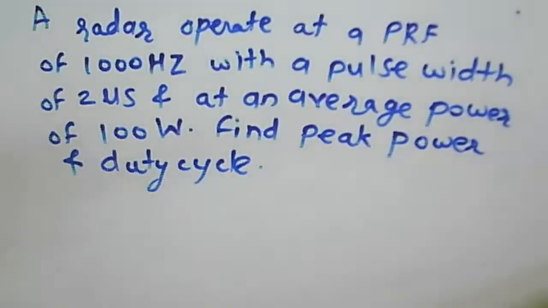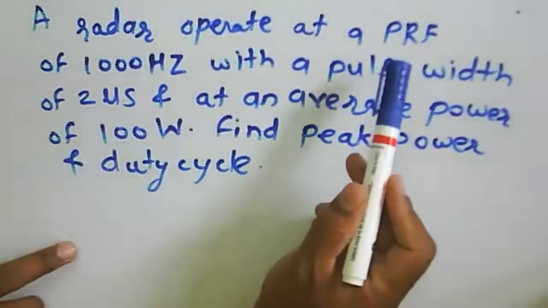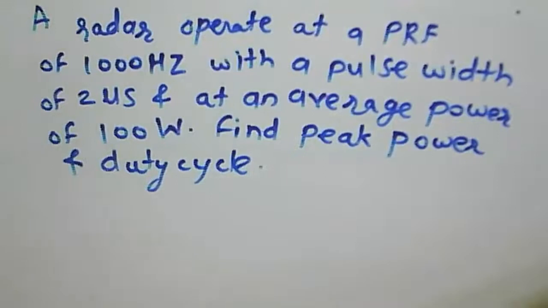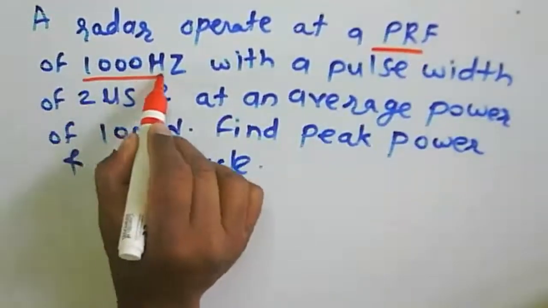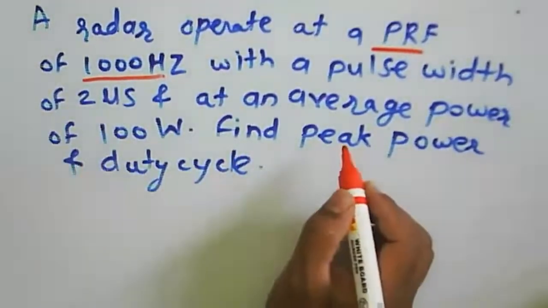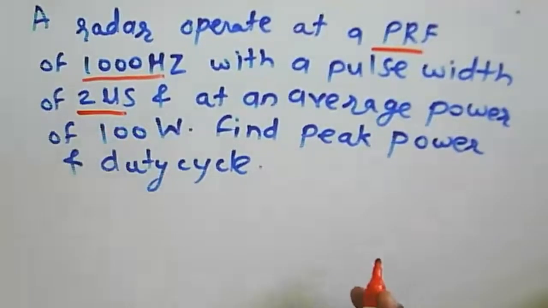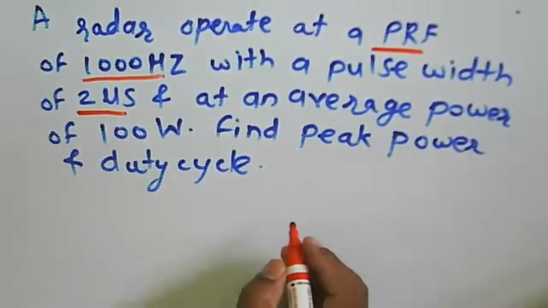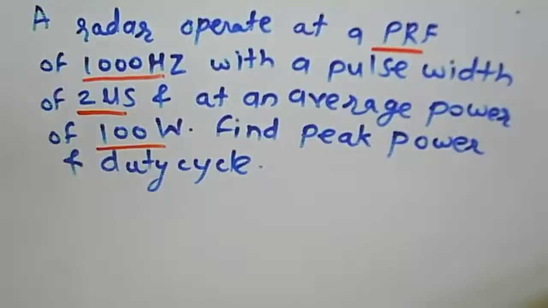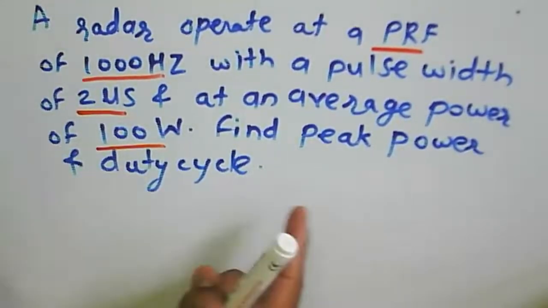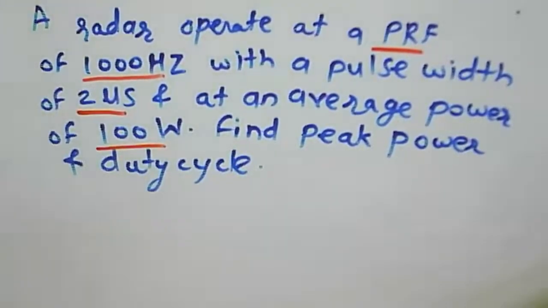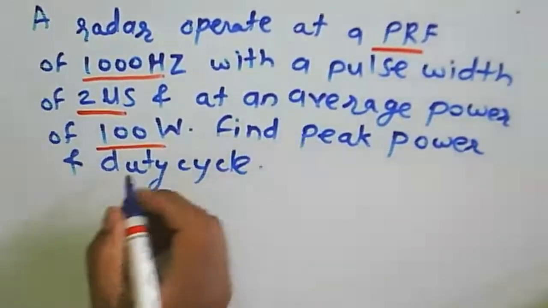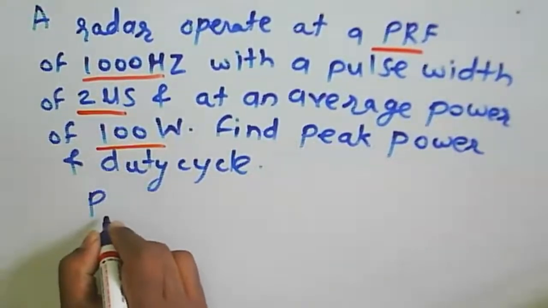Now in this case the given is the pulse repetition frequency of 1000 hertz, then the pulse width of 2 microsecond, then the average power of 100 watt. From this we are supposed to find out the peak power and the duty cycle.